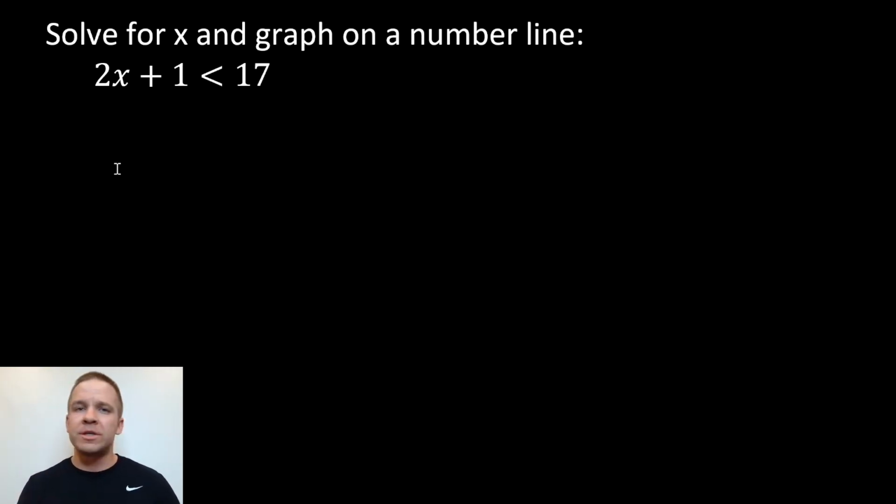All right. First things first. We're going to solve this thing just like an equation. There's only one little stipulation as far as the solving is concerned that's different from an equation. If I ever multiply or divide by a negative number, I have to flip the inequality around. That's it. All right. So we'll be on the lookout for that.